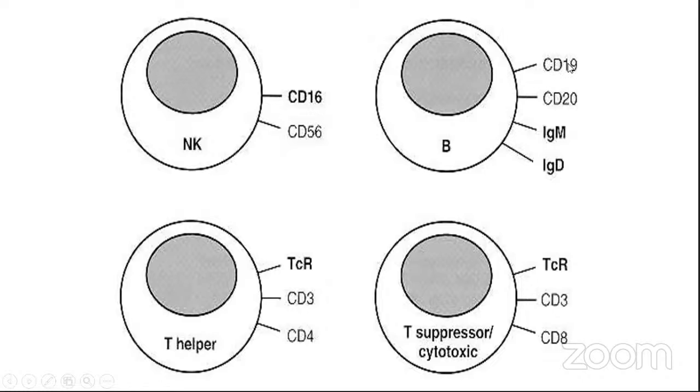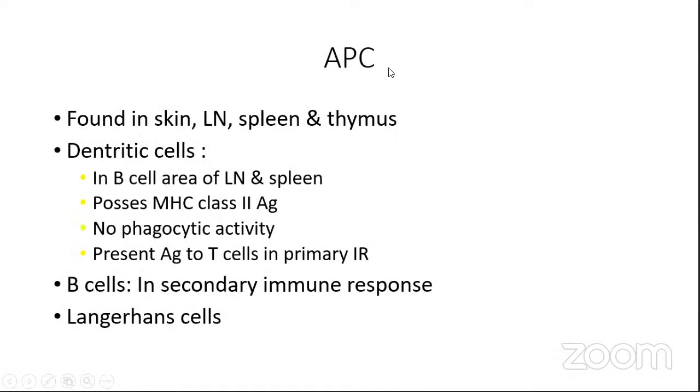B cell will contain CD19, CD20 and surface IgG, IgM and IgD. T suppressor or cytotoxic cell will contain CD3 and T cell receptor and CD8. The same way T helper cell will contain CD4. And next is the antigen presenting cell.